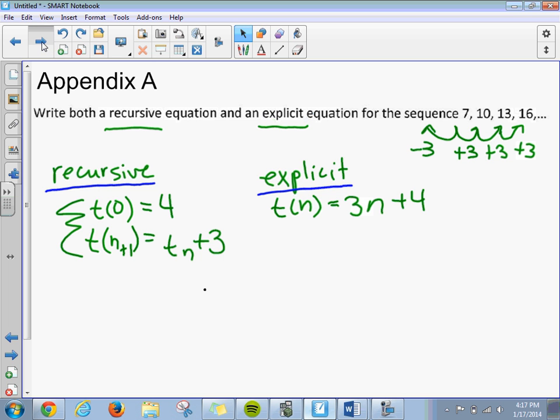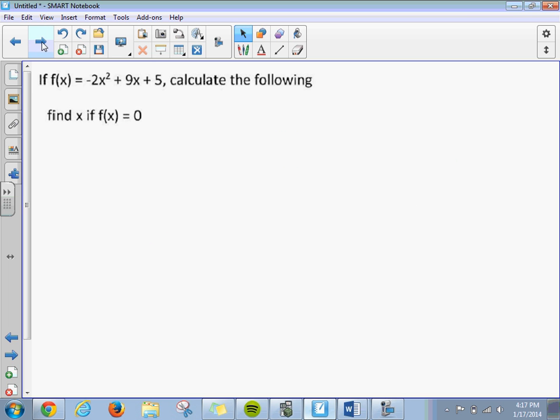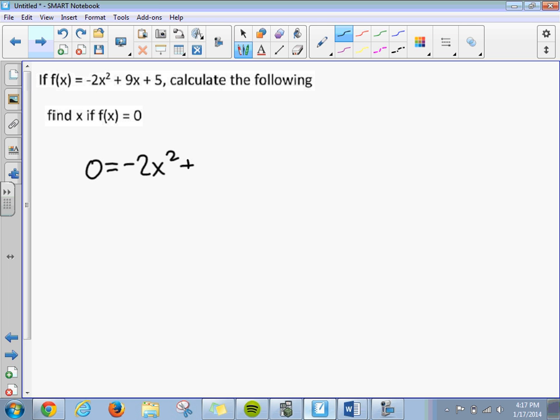Moving on. Slowly but surely. If f of x is equal to negative 2x squared plus 9x plus 5, we're asked to calculate the following. Find x if f of x equals 0. So we can think of our f of x as being like a y. So really y is equal to 0, which means in this case our whole equation is going to be 0 equals negative 2x squared plus 9x plus 5.